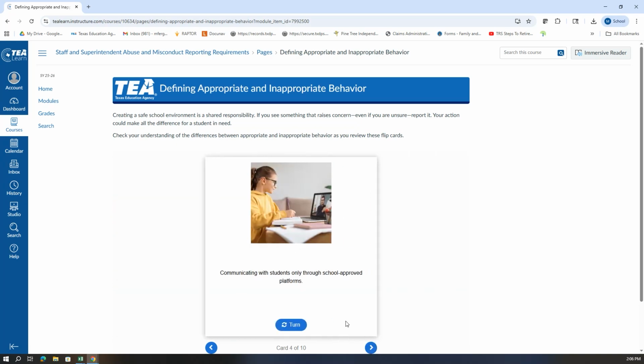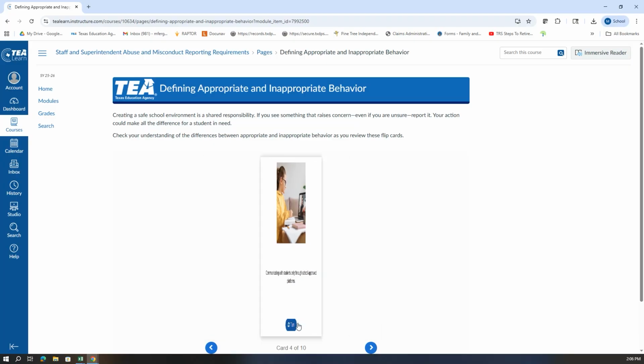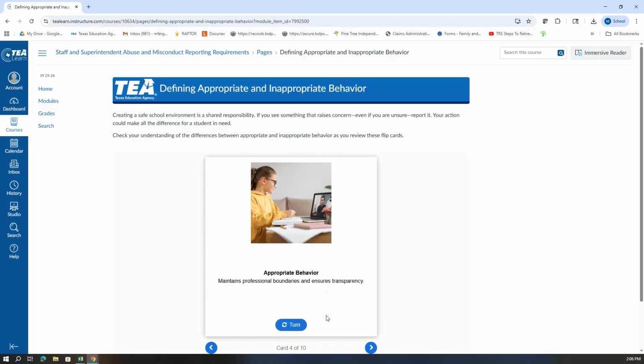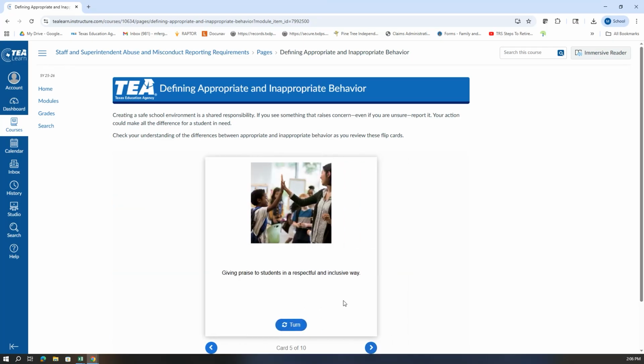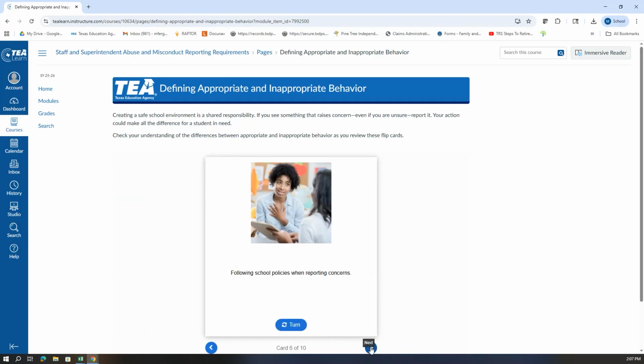Communicating with students only through school-approved platforms. This is appropriate behavior, maintains professional boundaries, and ensures transparency. Giving praise to students in a respectful and inclusive way. Appropriate behavior, encourages positive behavior and supports student development. Following school policies when reporting concerns. Appropriate behavior shows accountability and a commitment to student safety.